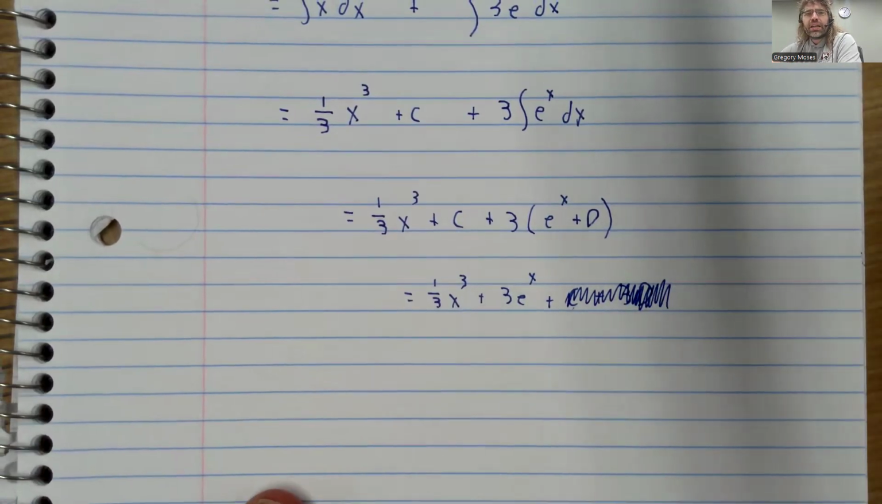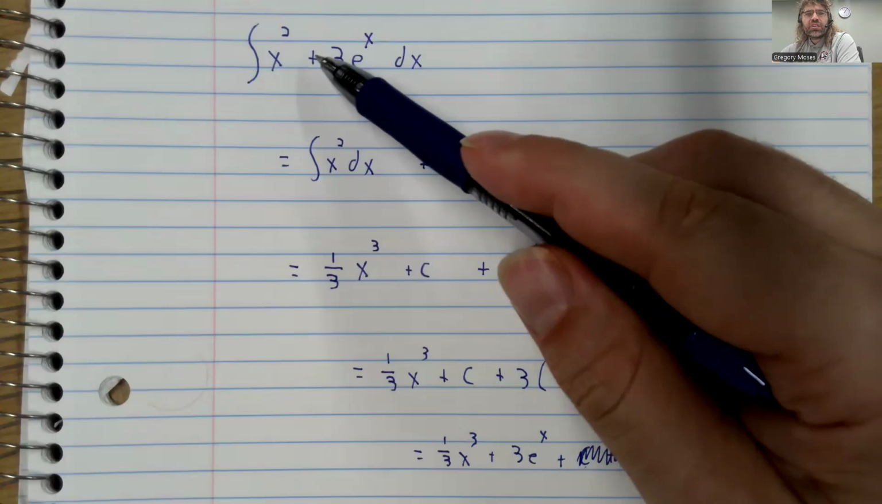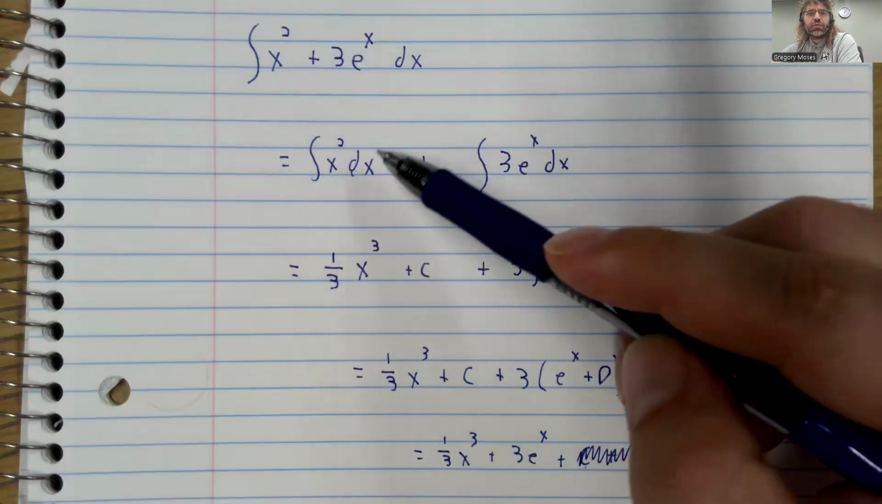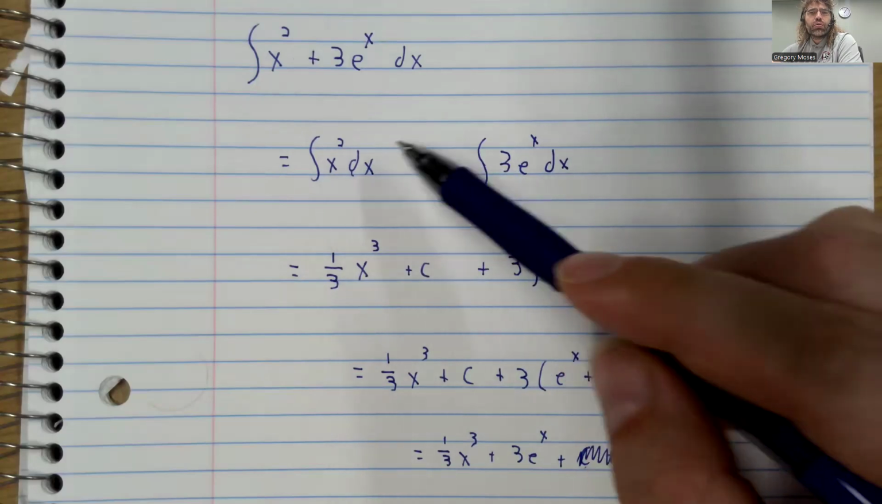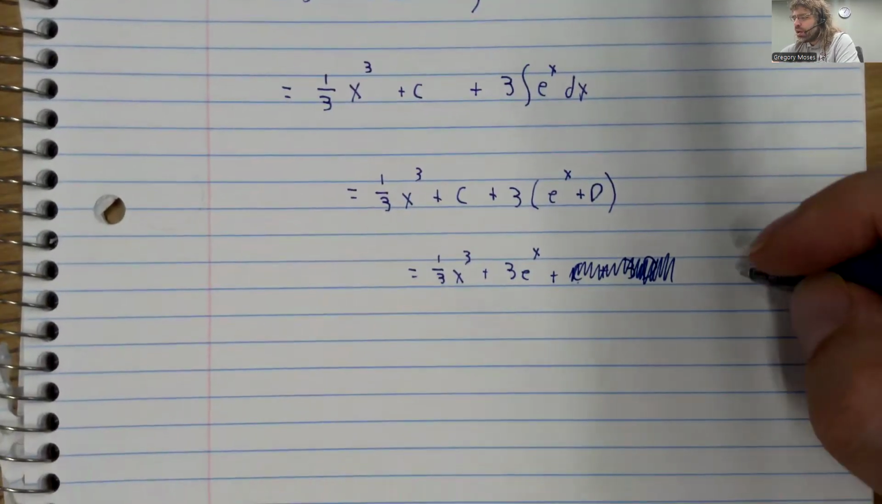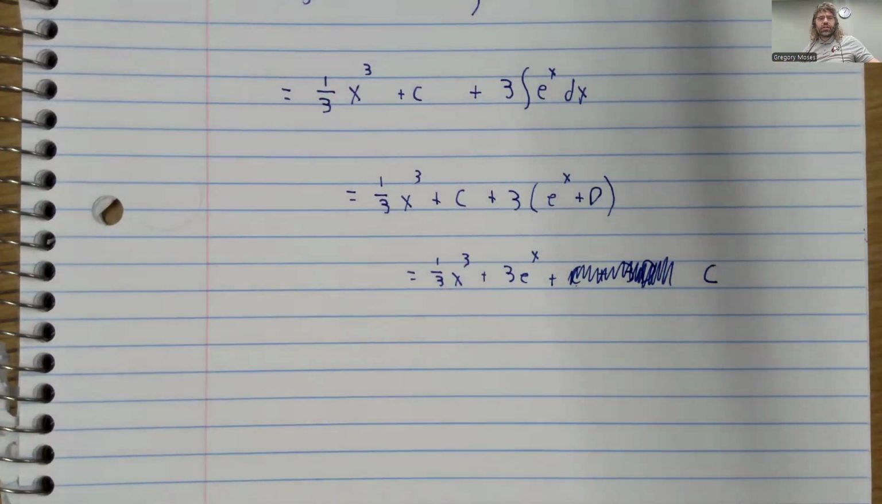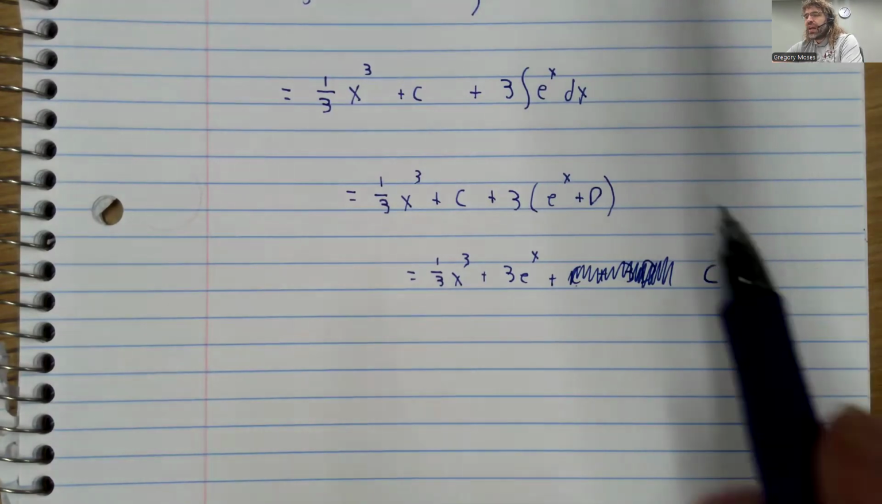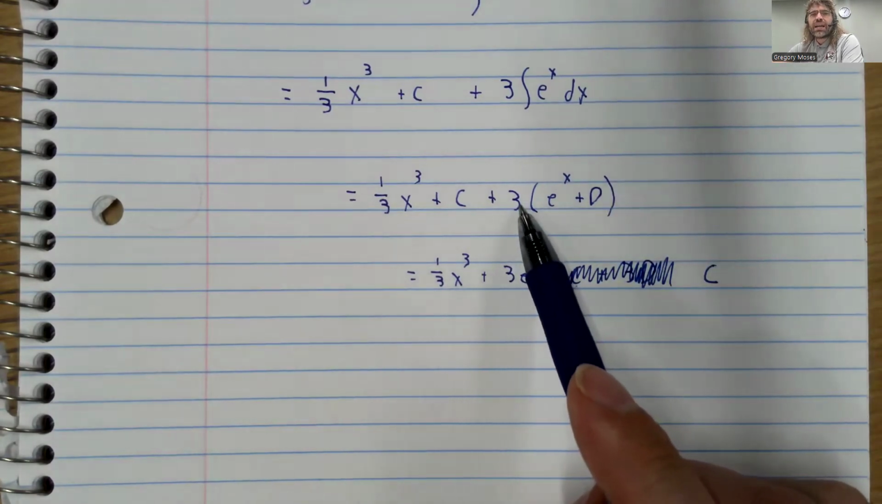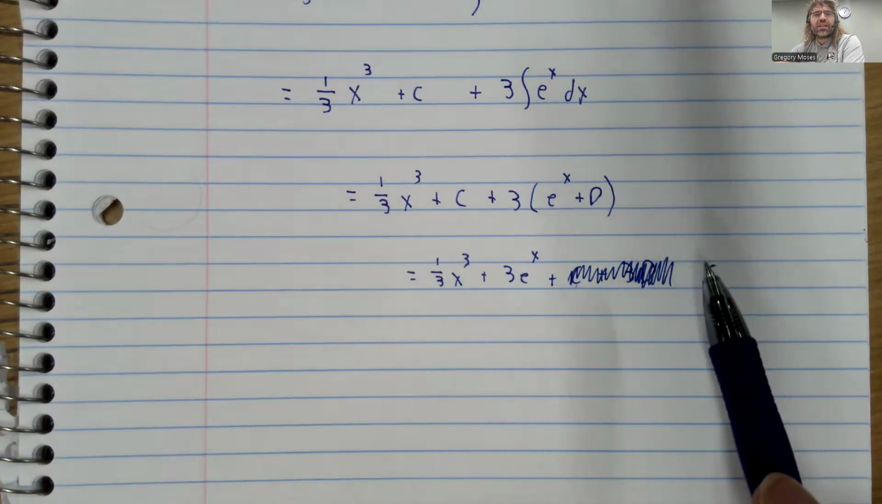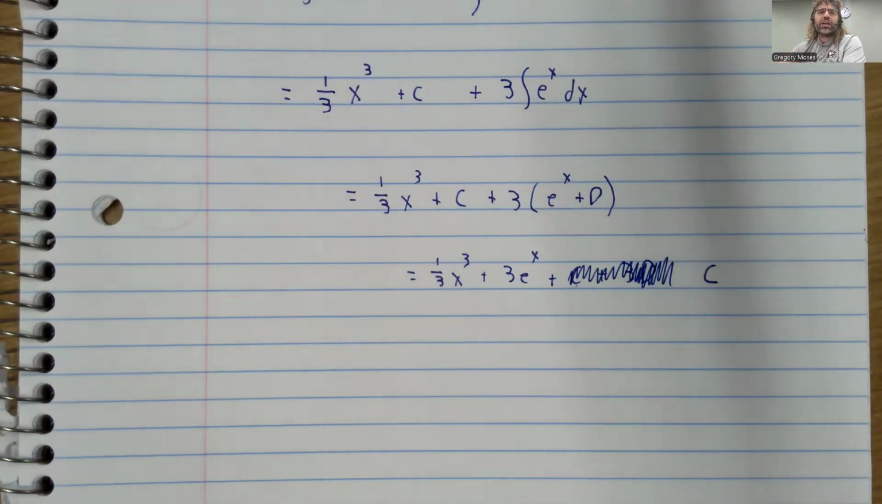So whenever we take an integral, even if there's addition in it, so we're really taking several integrals and adding them together, we only ever end up with one constant of integration. And the constant of integration never has numbers like 3 attached to it. It's always by itself. So the actual integral, as we would write it in practice, is 1/3 x cubed plus 3 times e to the x plus a constant of integration.